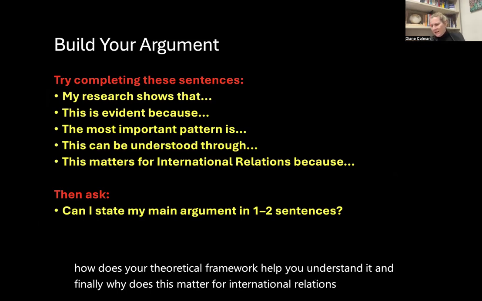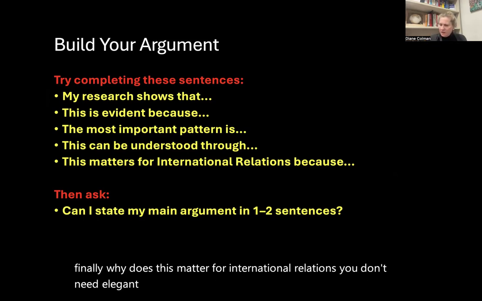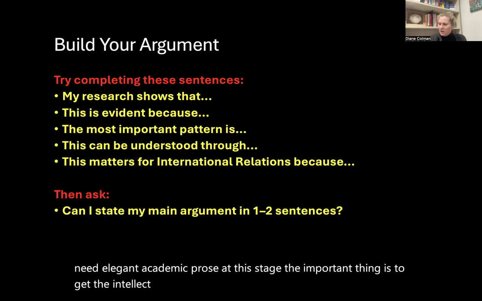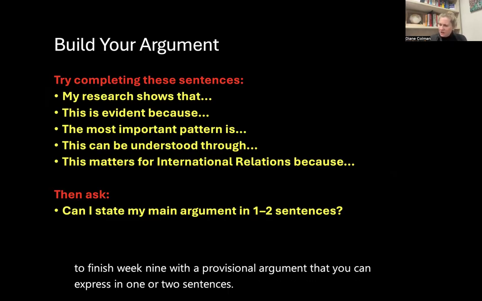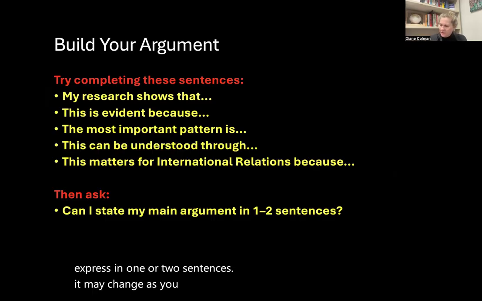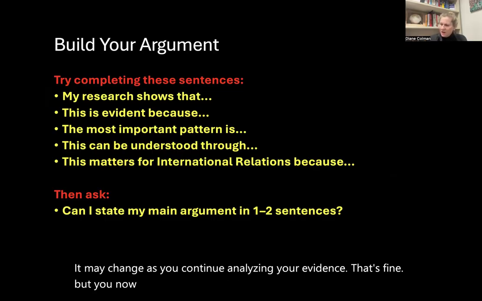You don't need elegant academic prose at this stage. The important thing is to get the intellectual structure of the argument clear. Try to finish week 9 with a provisional argument that you can express in one or two sentences. It may change as you continue analyzing your evidence. That's fine, but you now need something that tells you what your research is beginning to say.